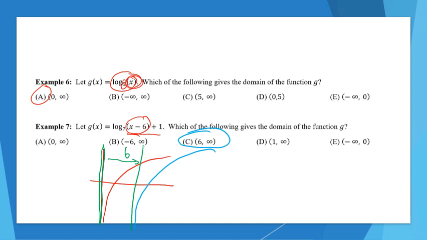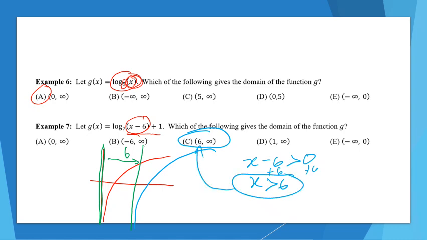One other way to get it is you just need that inside of the parentheses to be greater than 0. And so solving this, add 6 to both sides, you get x is just greater than 6, which matches with answer choice C. So multiple ways to solve this question.